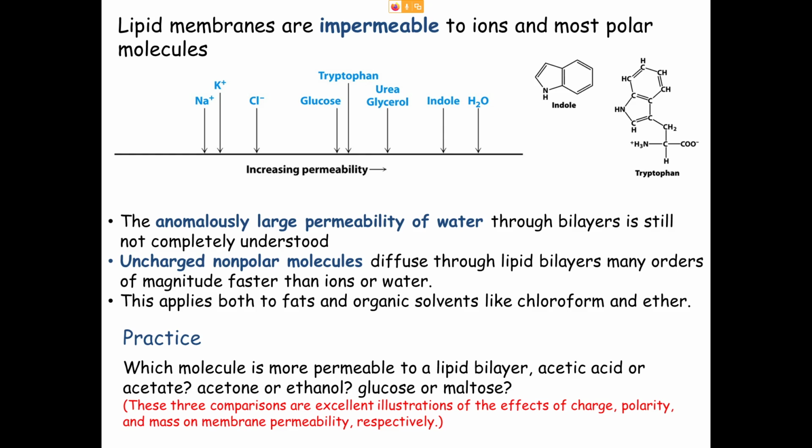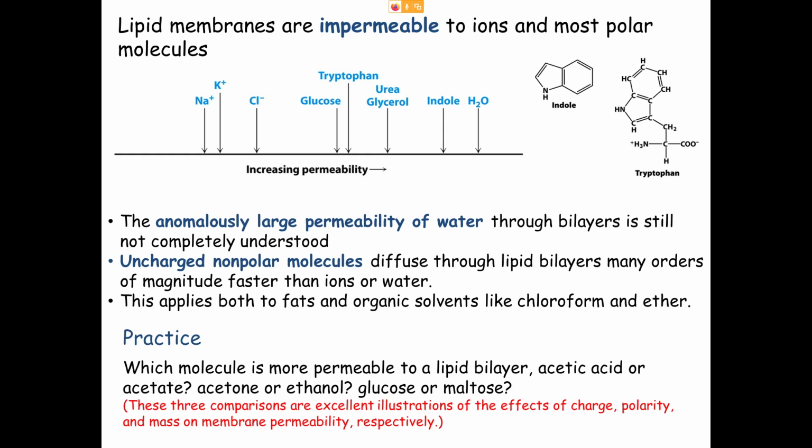And an example of that is shown at the top right. We have a tryptophan amino acid, and next to it is just the ring structure of tryptophan, which is called an indole ring. Okay, it's basically the R group of tryptophan minus the beta carbon. So would tryptophan or indole go through a membrane more easily?